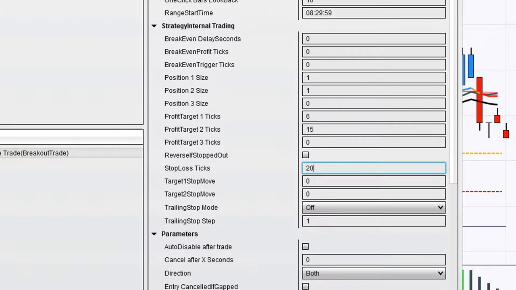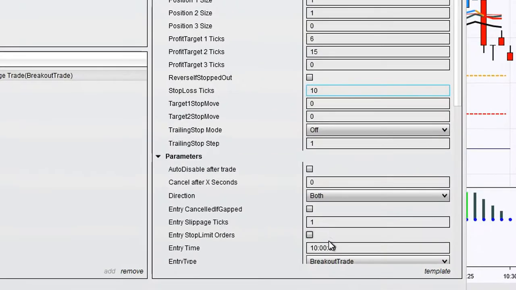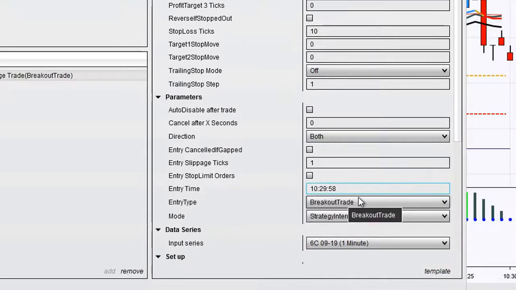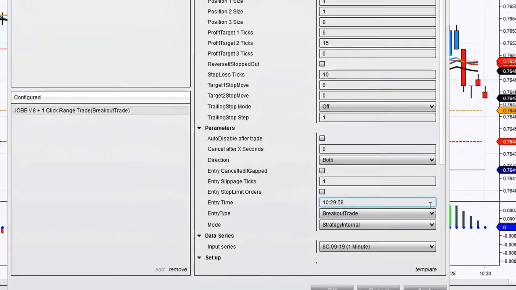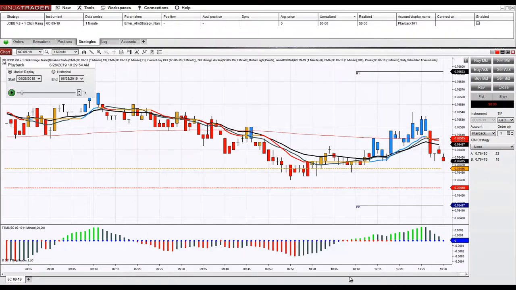My stop, I was going to make 10 ticks. And then the time of the trade, remember it was on the calendar at 10:30. So I'm going to enter my trade a couple of seconds before 10:30, 10:29:58. And it's a breakout trade. That's the type of setup I'm going to use. I apply and okay the trade, and I'm ready to test it, just like I'm using real money.